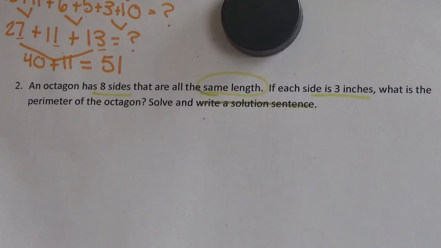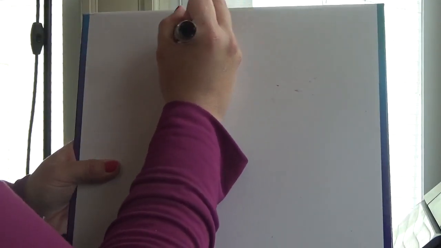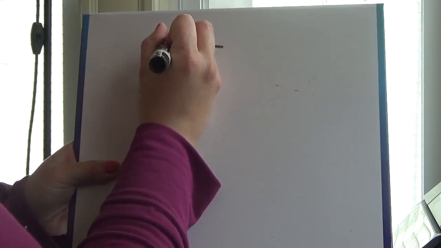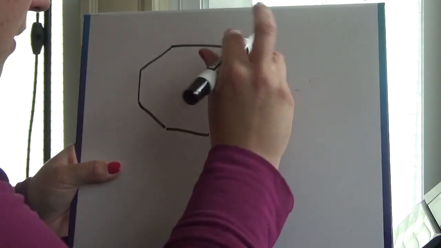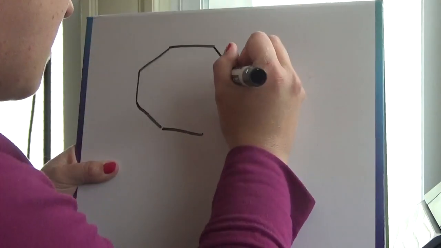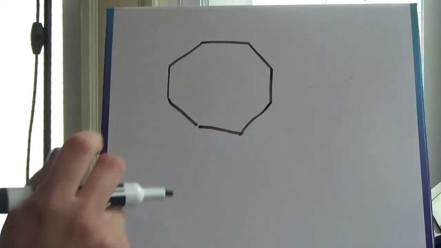All right, hopefully you've had some time to do this problem. I'm going to show you this problem here on my board. All right, an octagon, as it says in the problem, is a shape that has 8 sides. So I'm going to do my best to draw this octagon. Okay, not the best, but it has 8 sides.